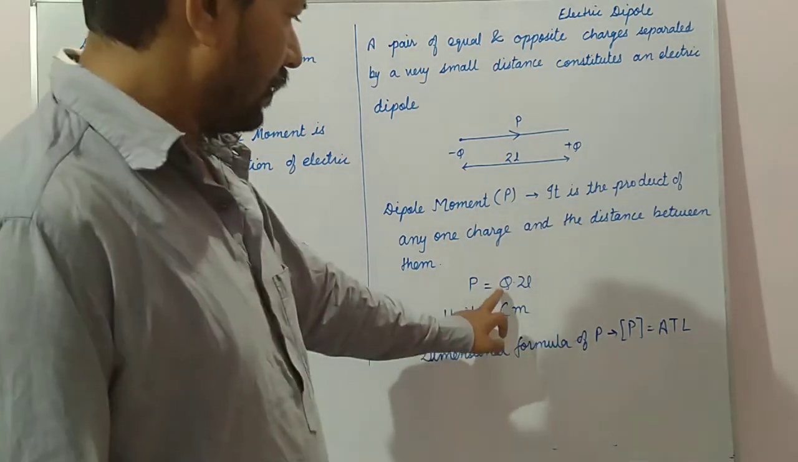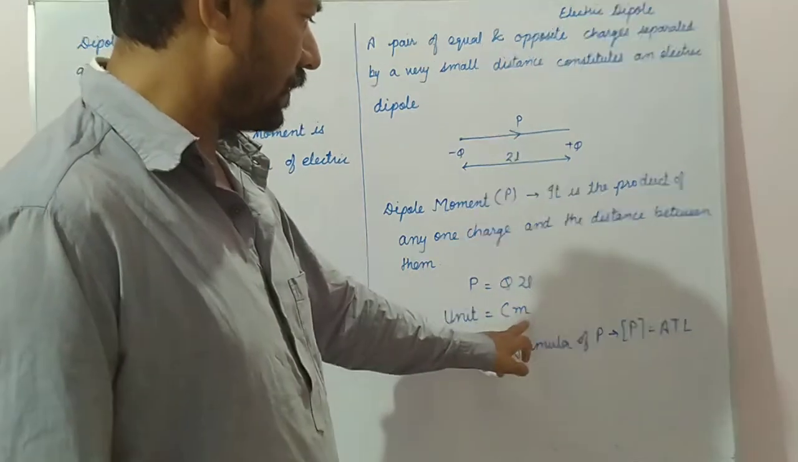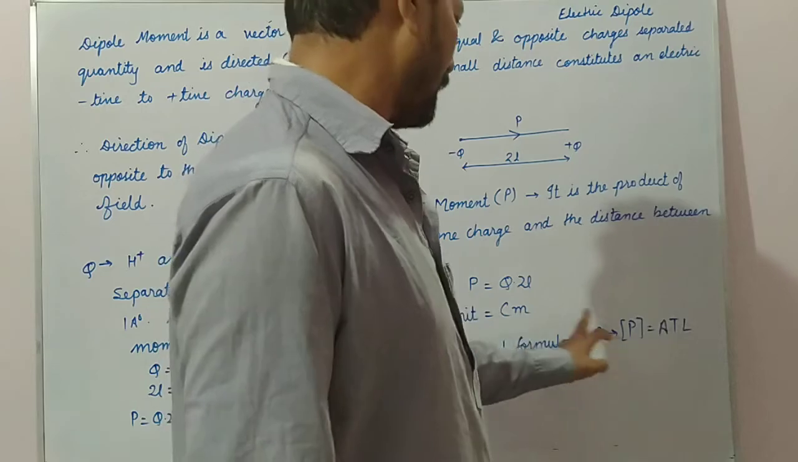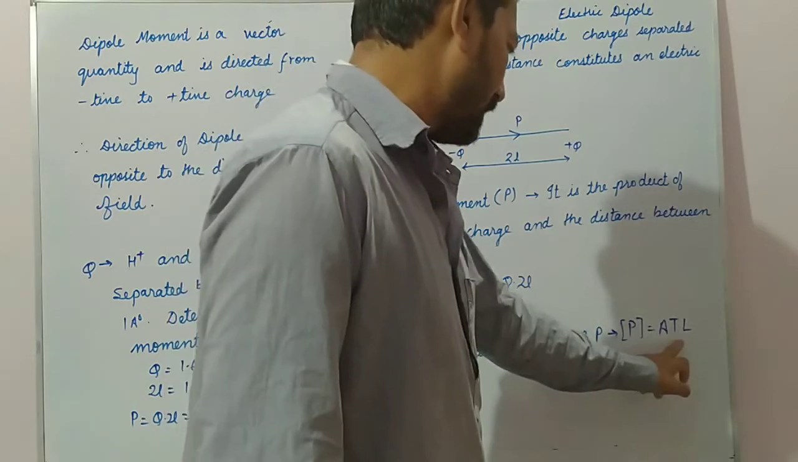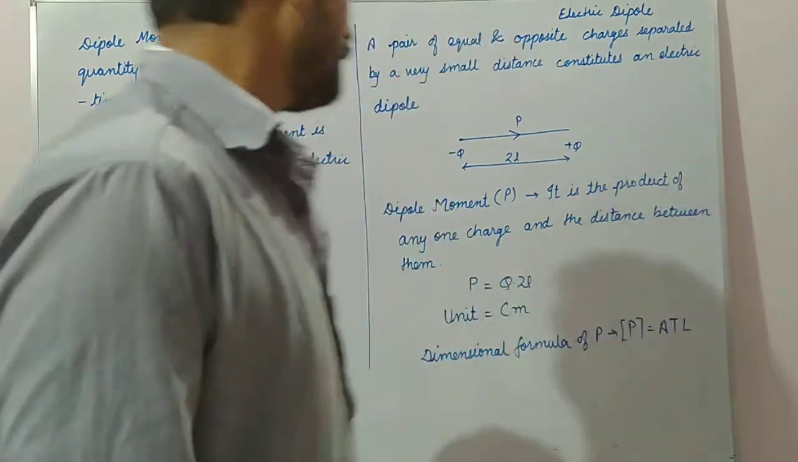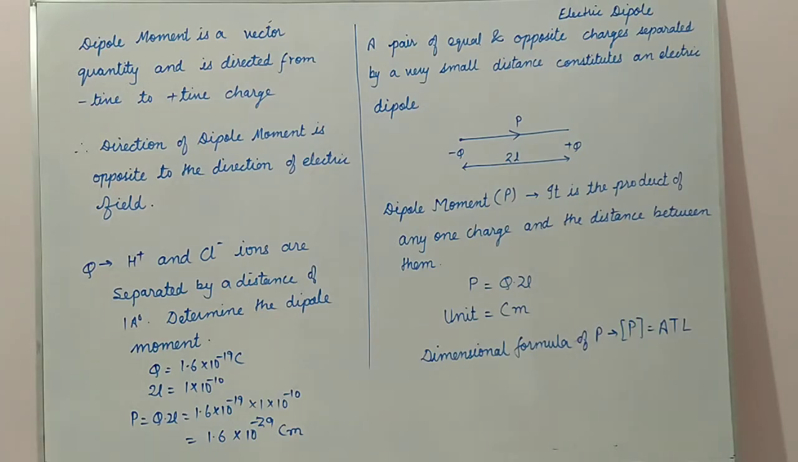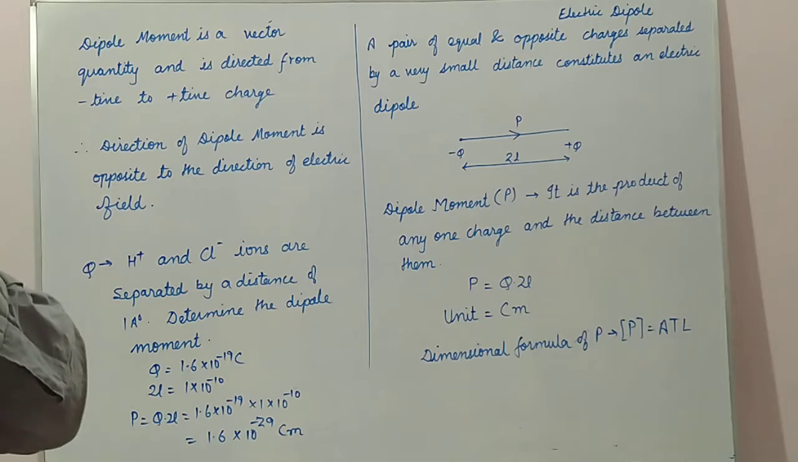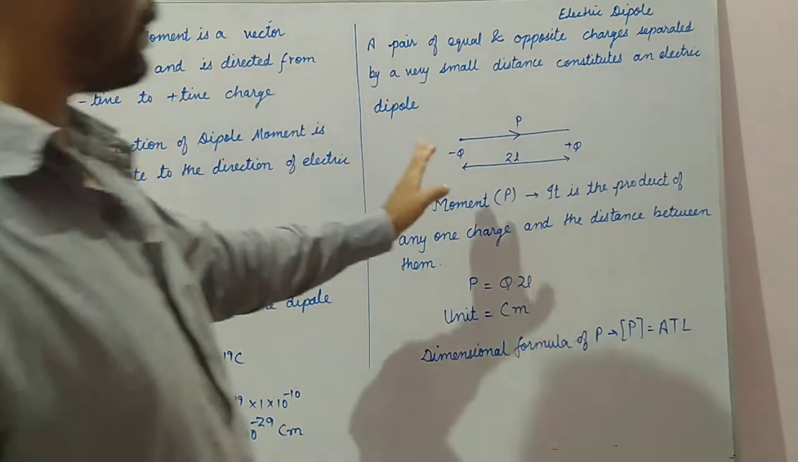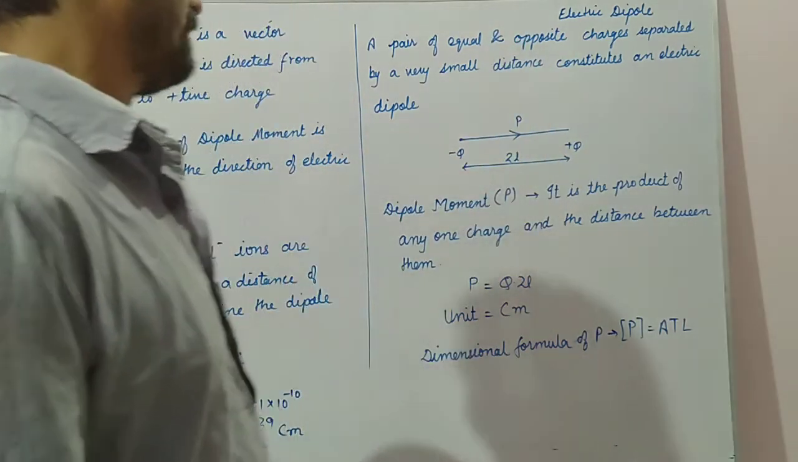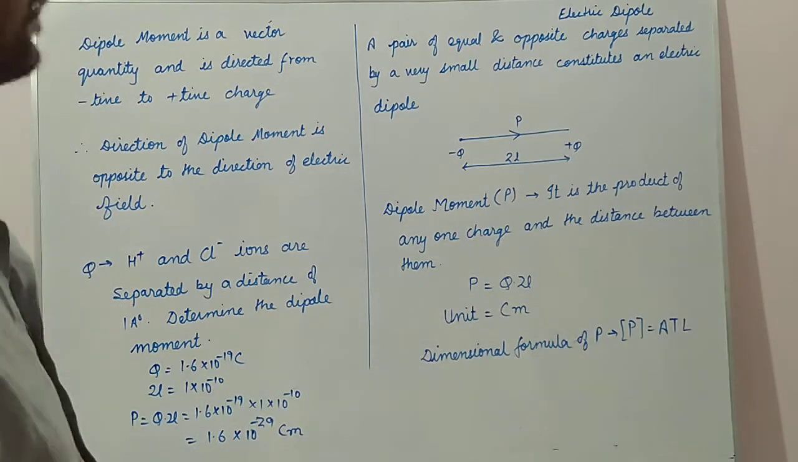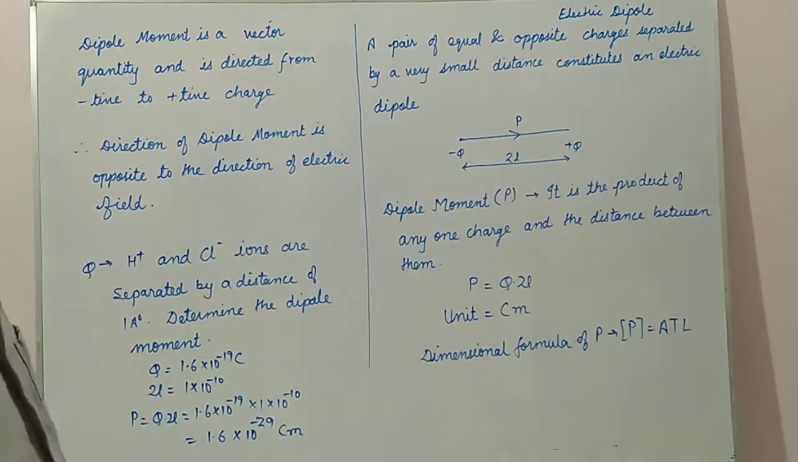The unit will be, charge unit is coulomb, distance unit is meter, so coulomb meter. The dimensional formula of dipole moment: the dimension of coulomb is ampere second, and meter is length L. Now, this dipole moment is a vector quantity, and its direction is from negative to positive charge.